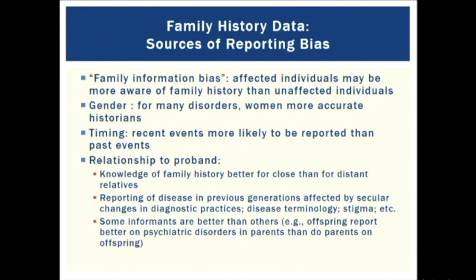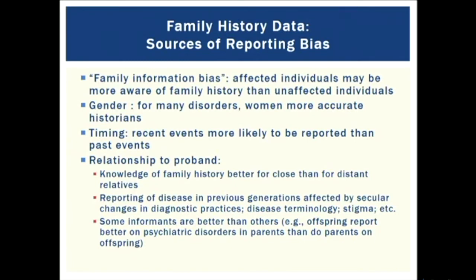So what are some sources of bias in family history data? And by family history data, remember, I mean the indirect reports of who's affected in the family. Well, one of the most important ones is family information bias. So here, affected individuals may be more aware of their family history than unaffected individuals are. And this is really a problem. It's certainly the case for most disorders. For most disorders, women are more accurate historians than men.